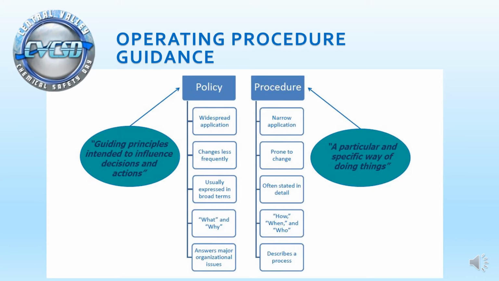So there's a difference between a policy and a procedure, and this chart helps explain what those differences are. Policies would be guiding principles intended to influence decisions and actions, while procedures are much more narrow in their application, are prone to change, often stated in detail, and they include the how, when, and who, which describes a process. So this would be a particular and specific way of doing things.